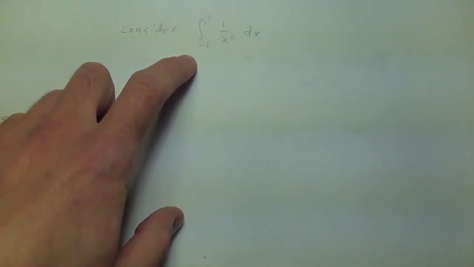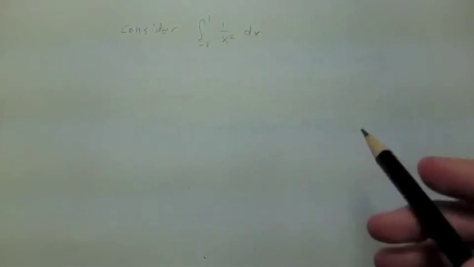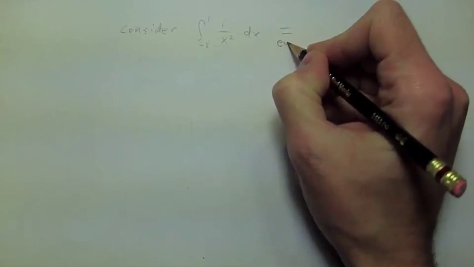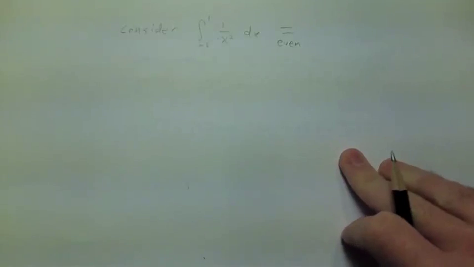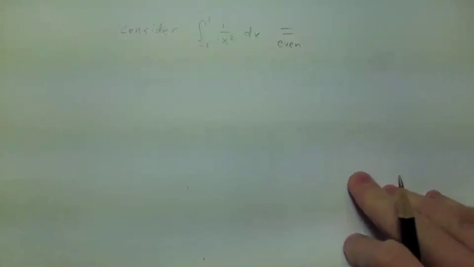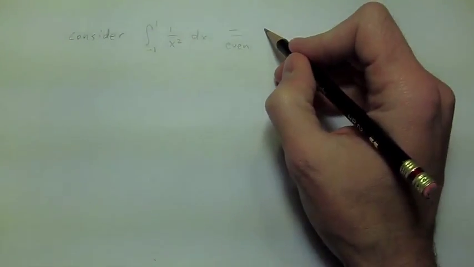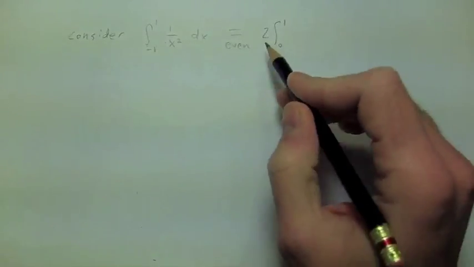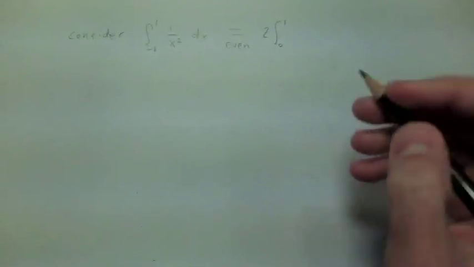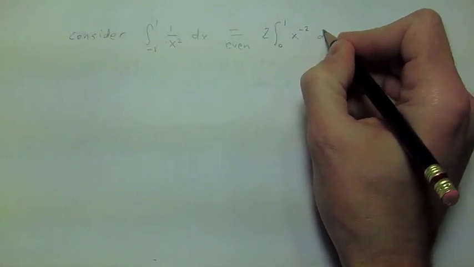Alright, so to start, let's consider this definite integral here, the definite integral from -1 to 1 of 1 over x squared dx. First thing I will notice is that 1 over x squared is even. So since this guy is even, and I tend to just write even underneath the equal sign just so it's clear to everybody what I'm doing here, this is going to be basically 2 times the integral from 0 to 1, right? And at the same time, I'm going to change this guy to x to the -2.